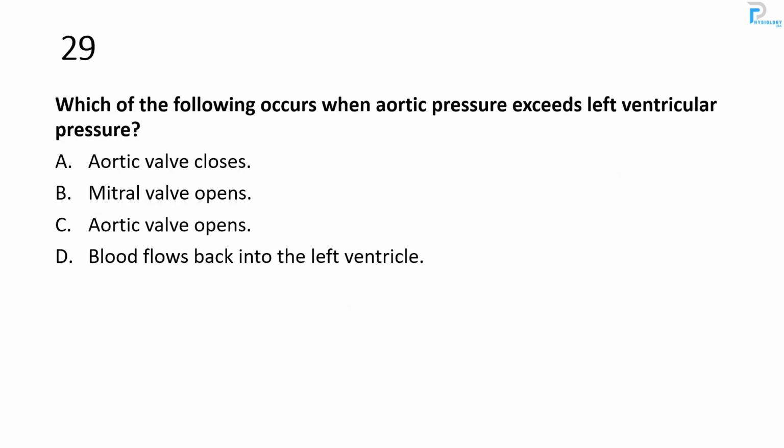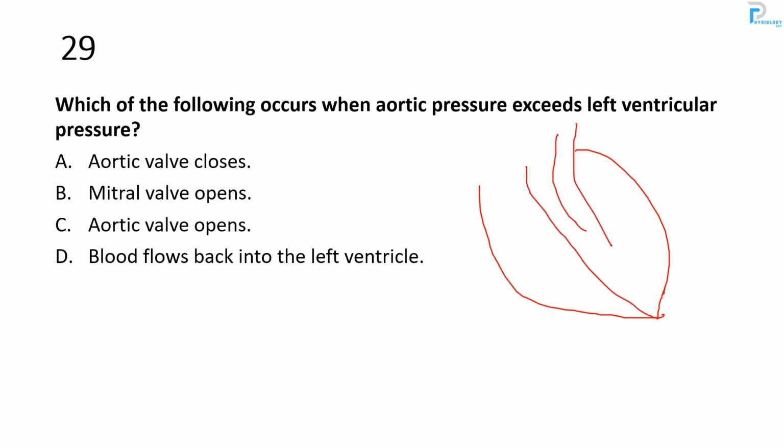Which of the following occurs when the pressure in the aorta exceeds ventricular pressure? So if the pressure in the aorta gets higher than the ventricular pressure, this valve, which is known as aortic valve, has to close so the blood doesn't go back into the ventricle. So the correct answer here is aortic valve closes.